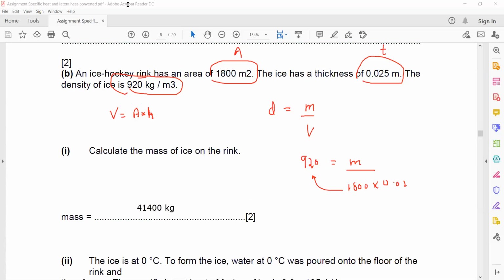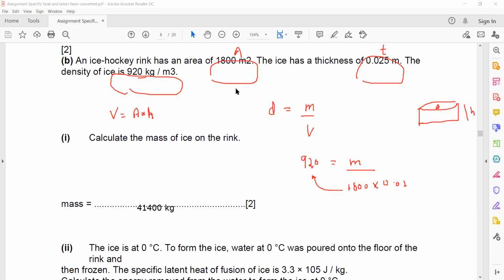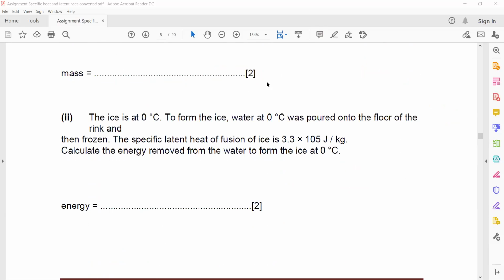That's related to the topic general physics, in which density is mass over volume. How to get a volume? Because you have the area. If you have the area of something, you multiply it by its height. Area multiplied by height will give you the volume. And volume multiplied by density, you will get the mass. So which is 41,400 kg. In the next part, the ice is at 0.